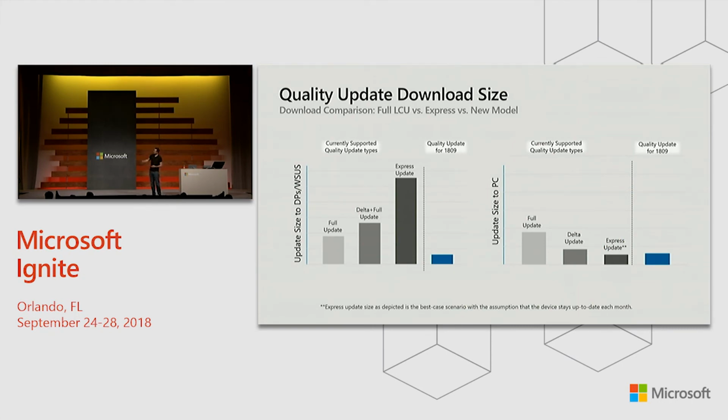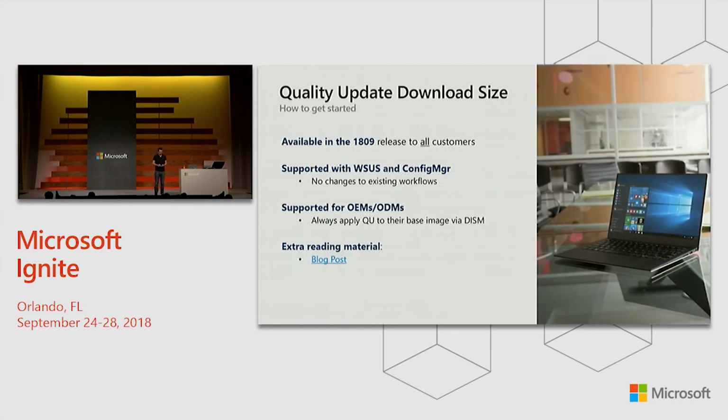So you can see here on the diagram that the new quality updates in 1809 will be slightly larger than the Express updates of old, but it's a significantly smaller payload onto your distribution points. It's available in 1809 to all customers, and there's no changes needed to Config Manager, so you'll be able to benefit from the new update format in your existing SCCM workflows today.